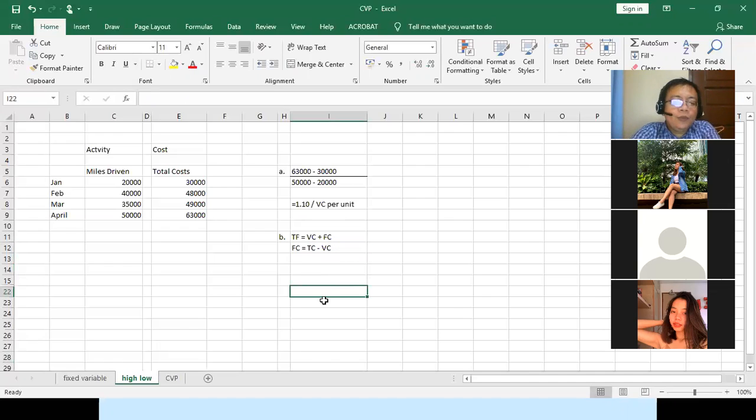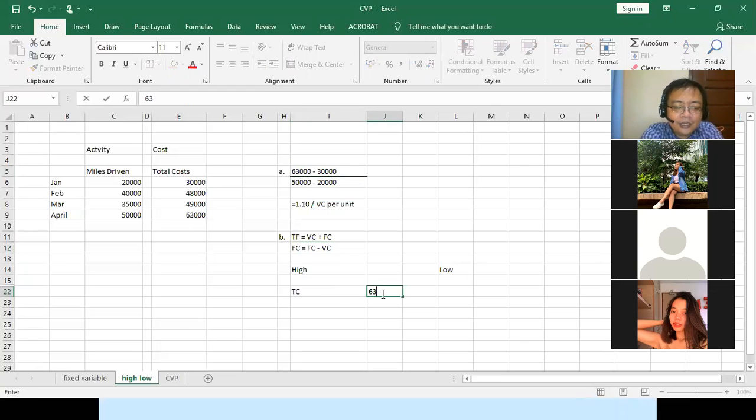What you will do first is get the high, and later also get the low, so you can compare. They should be the same, right? What first? To compute for the fixed cost, compute first the total cost. What is the total cost at the high? It's given, this is your cost. The cost at the high is 63,000. Then minus the variable cost.